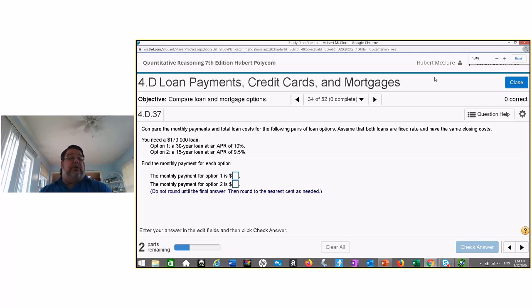All right, so the P is 170,000, the T is 30, and R is 0.10, and then T is 15, and R is 0.095, and N is 12. So hopefully y'all got your loan. I'm going to go ahead and go to the, y'all got that written down yet?